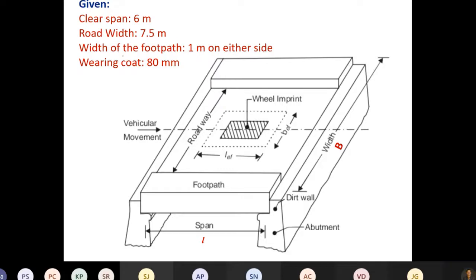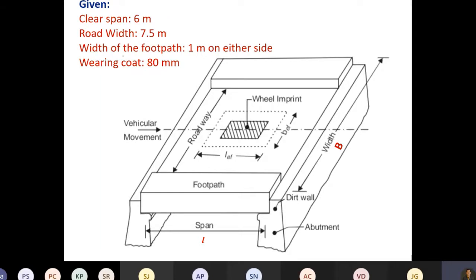And on either side, there is a footpath. And in between that is a roadway. So the vehicle moves from the left hand side to the right hand side. So the middle portion is the effective width of dispersion that we will discuss afterwards. So this is what we have to design. We have to design the depth of the deck slab on which the vehicles are moving. That depth of the slab we have to design in this problem.